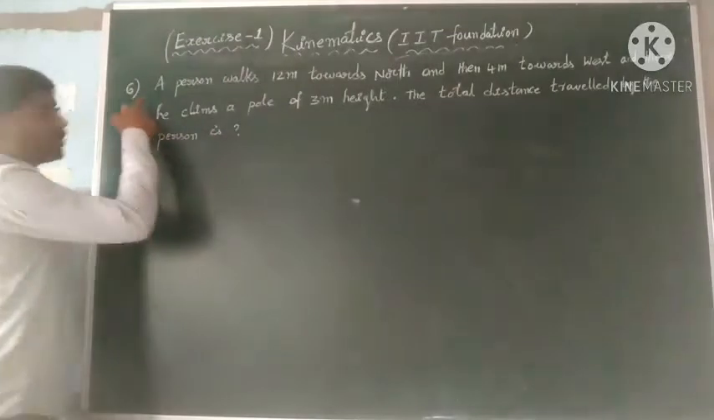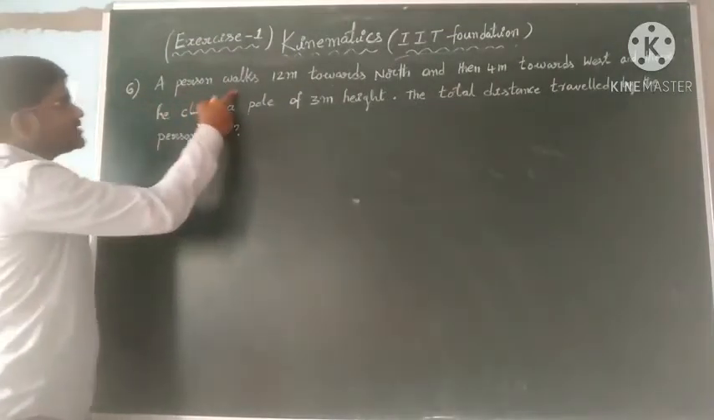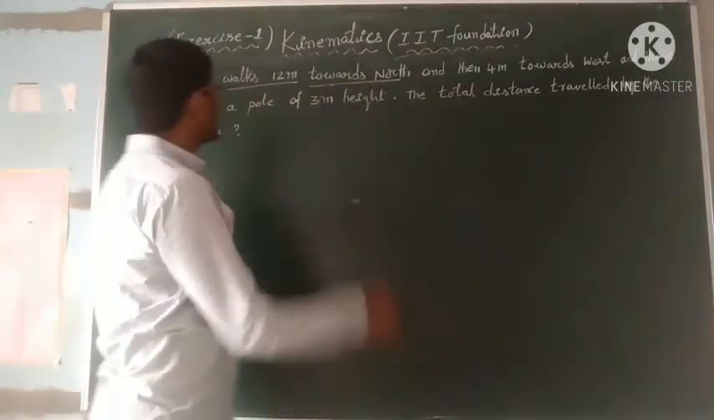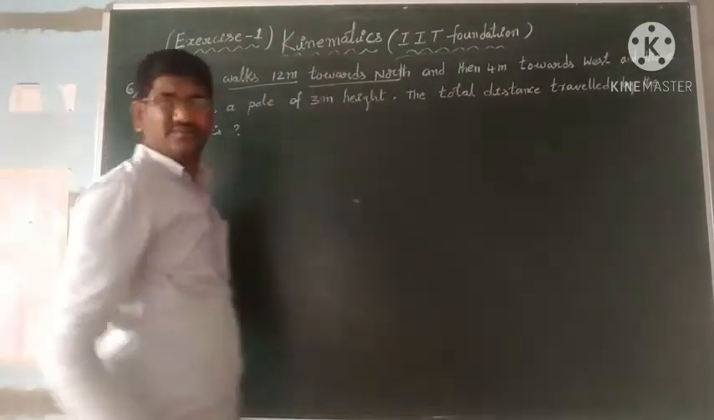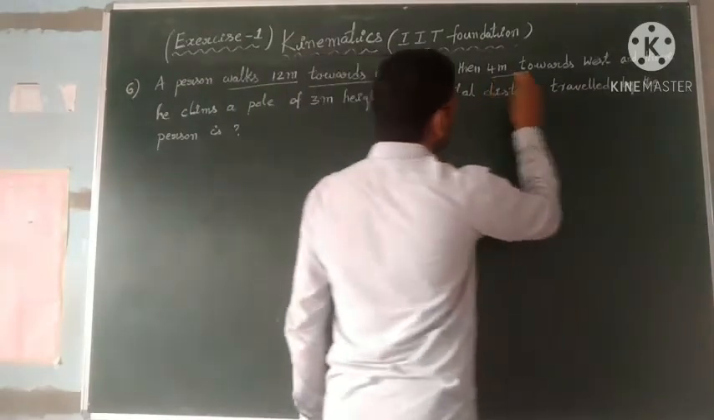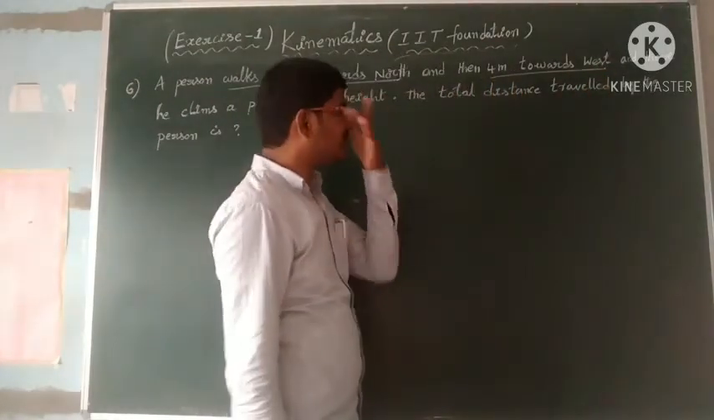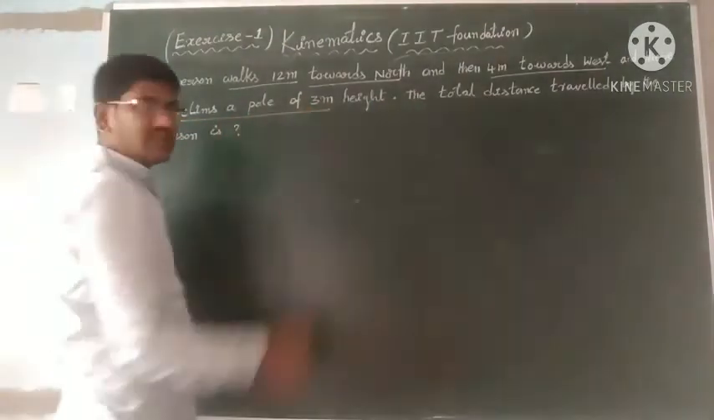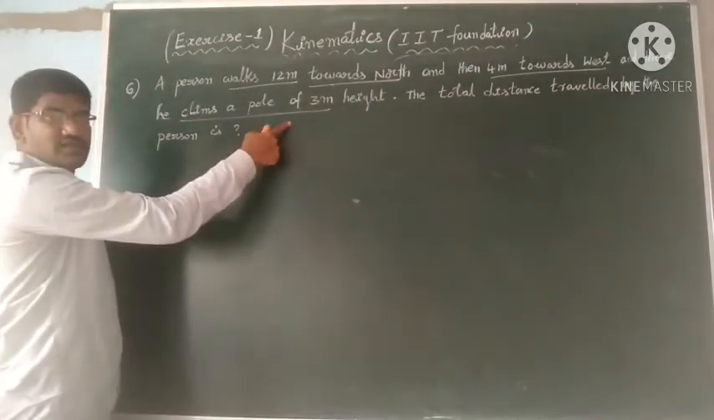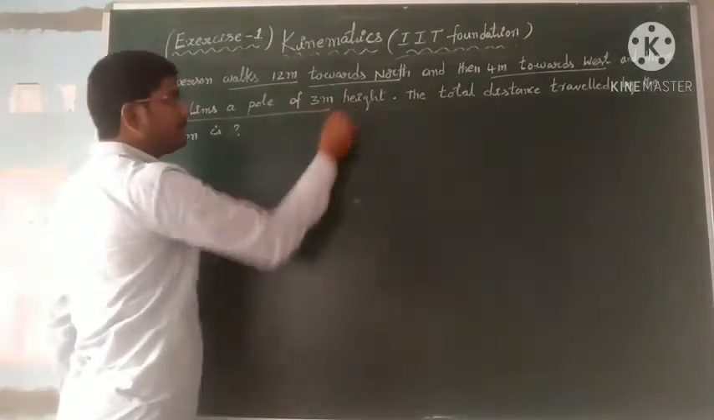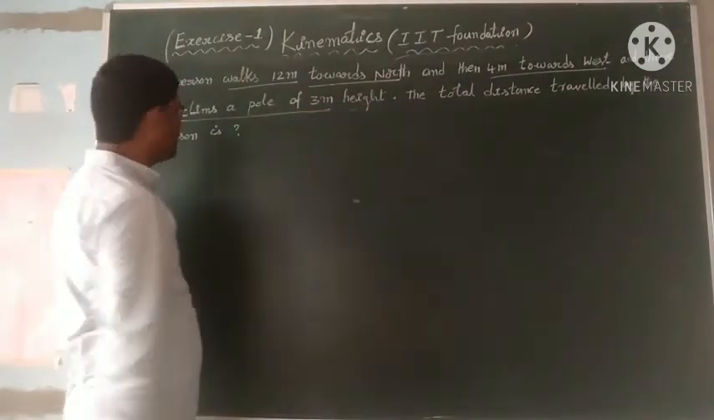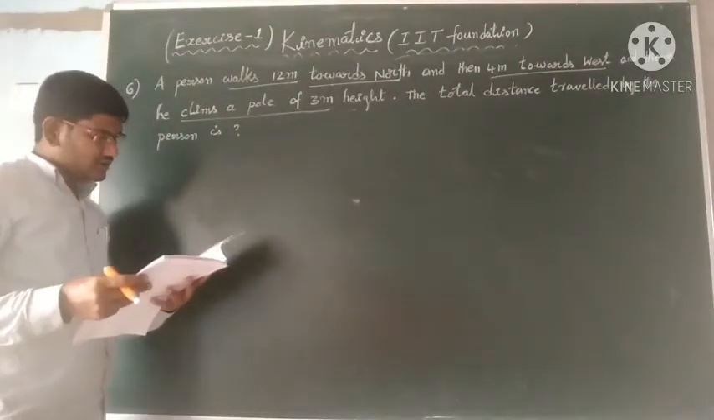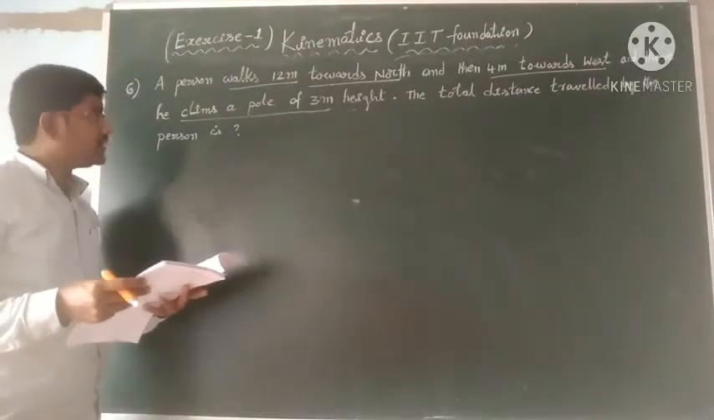So the total distance traveled is 30 meters. Okay, see problem number 6 students. A person walks 12 meters towards north, and then 4 meters towards west, and there he climbs a pole of 3 meters height. The total distance traveled by the person is the question mark. So what is the total distance traveled by the person?